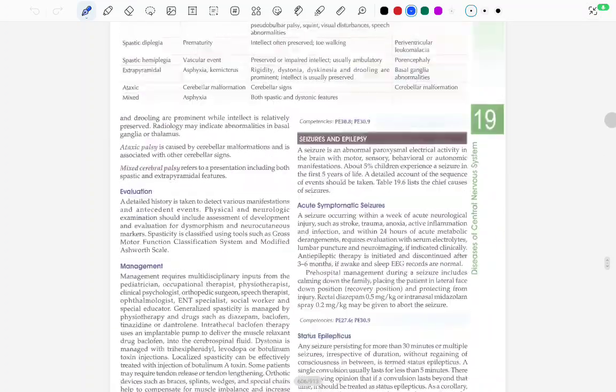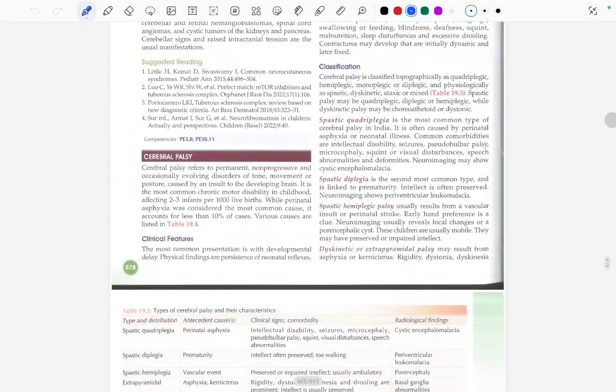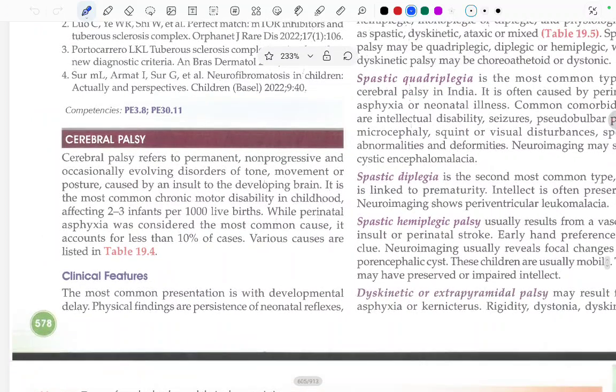So in this video we will talk about cerebral palsy from the 10th edition of Ghai, page number 578. Cerebral palsy refers to a permanent, non-progressive and occasionally evolving disorder of tone, movement or posture caused by insult to the developing brain. Okay, so this is a very complex definition. What is happening? There is insult to the developing brain. This is leading to what? A permanent, non-progressive and occasionally evolving disorder.